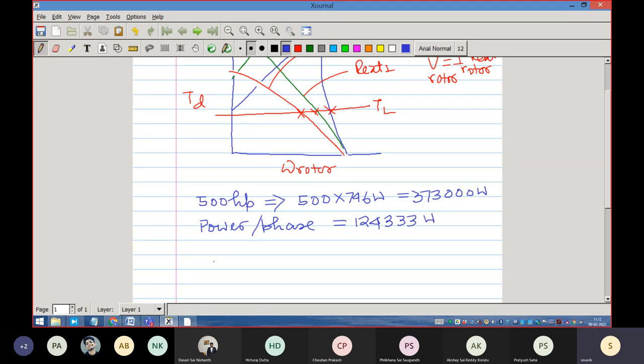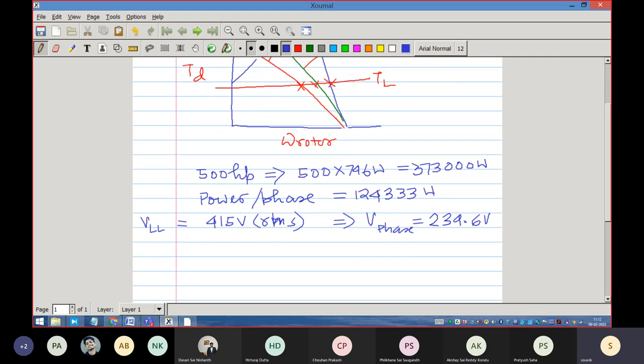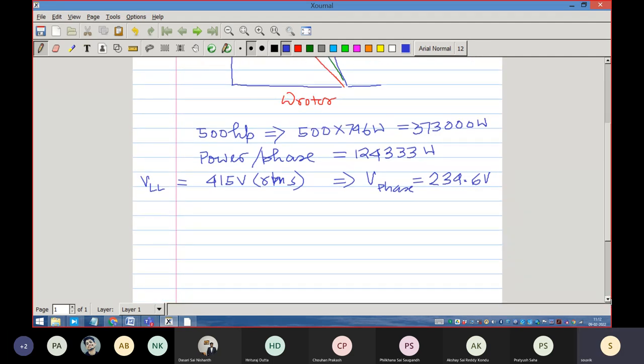Then the line to line voltage is 415 volt, V line to line is equal to 415 volt. This is RMS. So the phase voltage, V phase, is equal to that divided by root 3, and that is 239.6 volt. We are trying to get an equivalent circuit of the machine where the stator side resistances and reactances are ignored, and the magnetizing inductance is ignored.